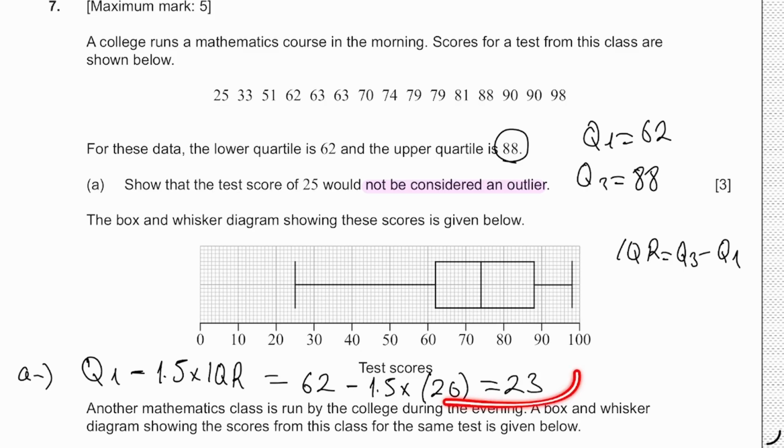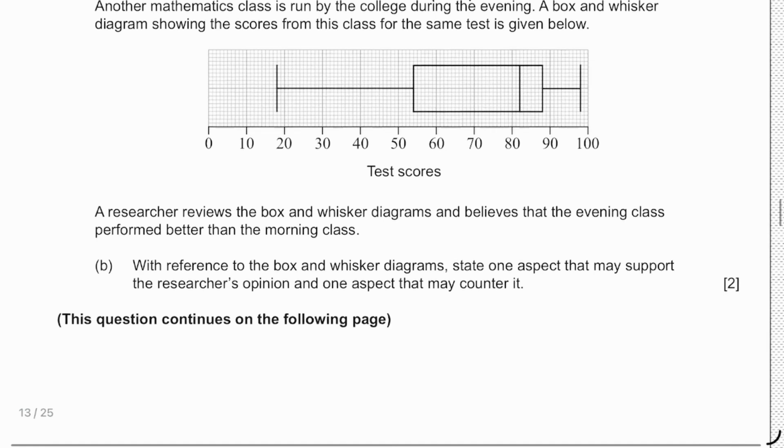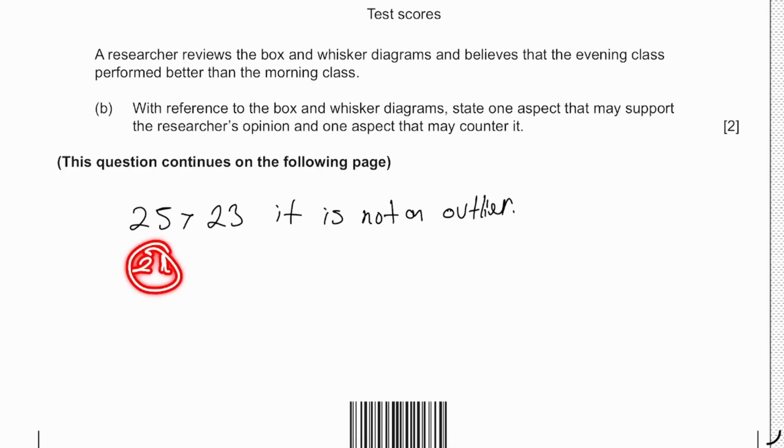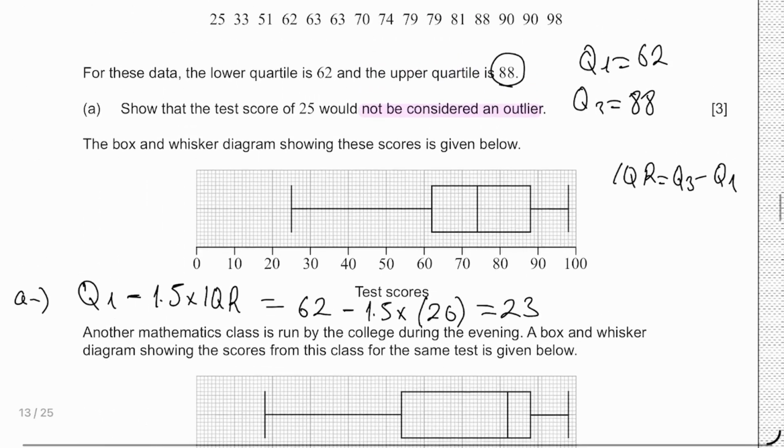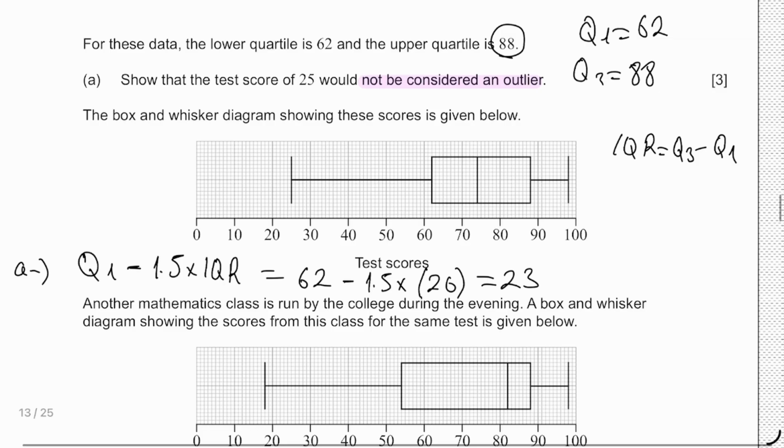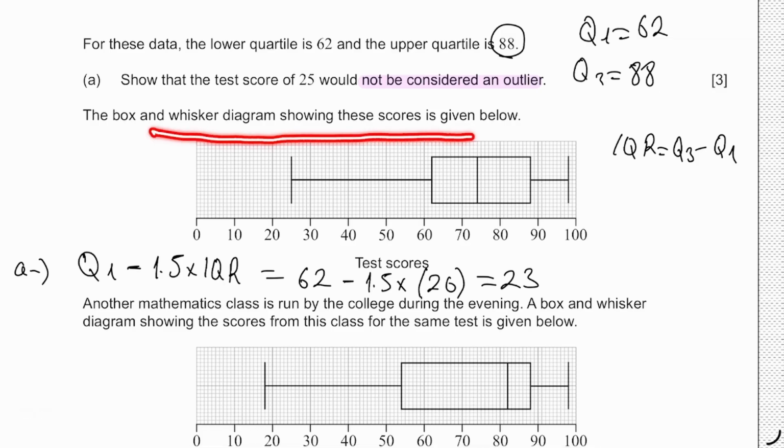So this is our lowest limit. If our value is smaller than this, it is an outlier. Since 25 is bigger than 23, it is not an outlier. But what would be an outlier? For example, 21 would be an outlier because it's smaller than the lowest boundary. Okay, that's the case. The box whisker diagram shows these given below.